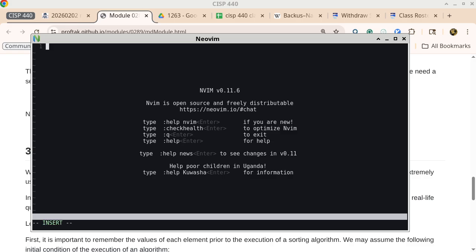Oh, I like NeoVim. I like the CLI version too, but okay. Only when I need to.